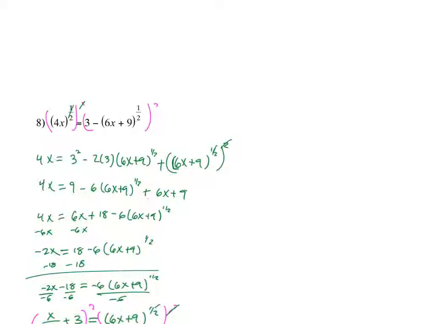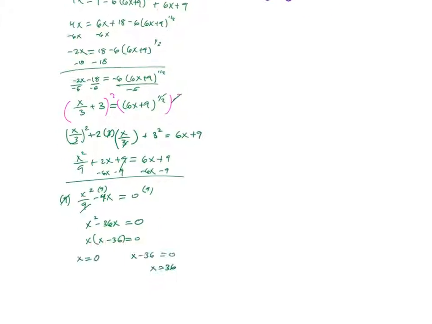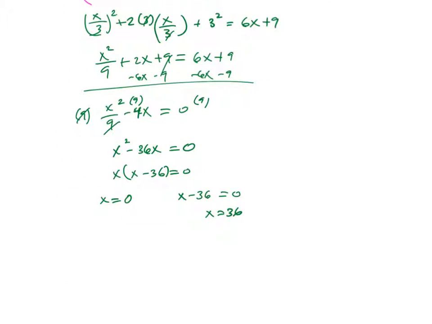Start with the 0. So 4 times 0 to the 1/2 equals 3 minus 6 times 0 plus 9 to the 1/2. So 0 to the 1/2 equals 3 minus 6. This is 0, so 9 to the 1/2. So 0 equals 3 minus 3, and 0 equals 0. So we know that that's a solution. So we know that 0 is a solution.